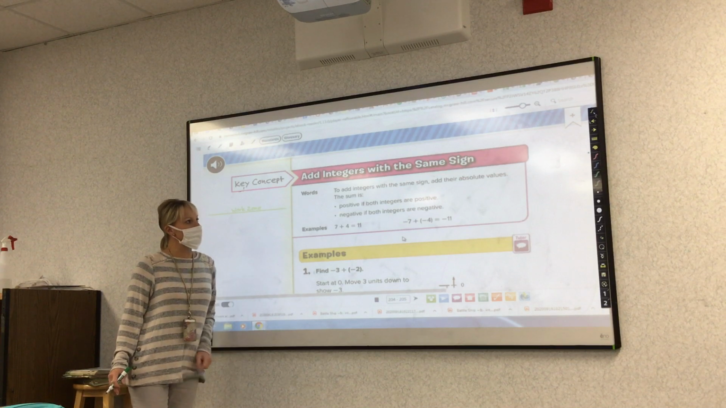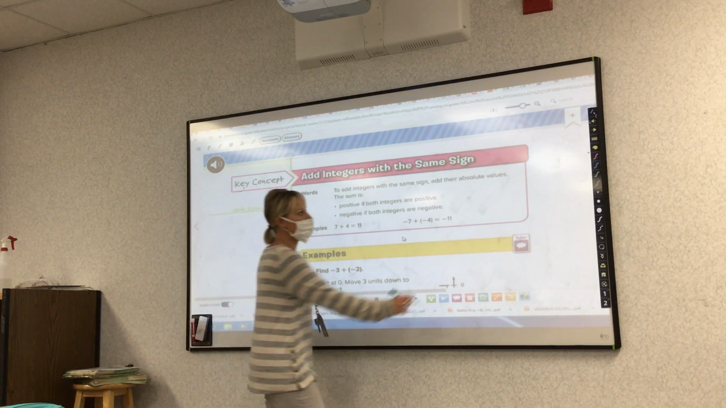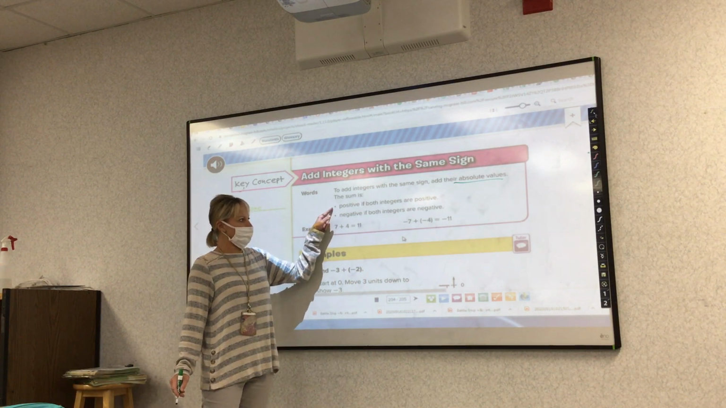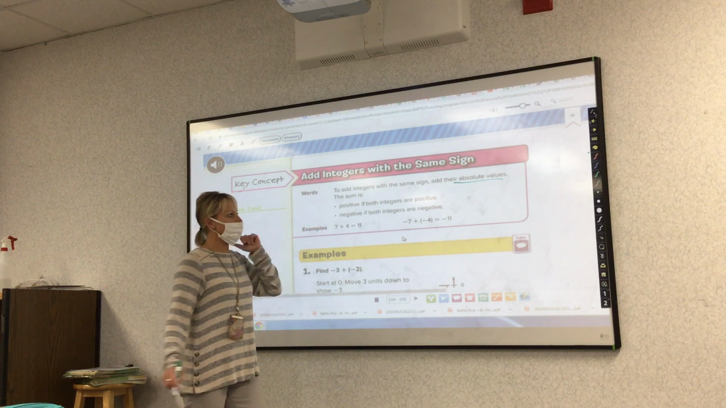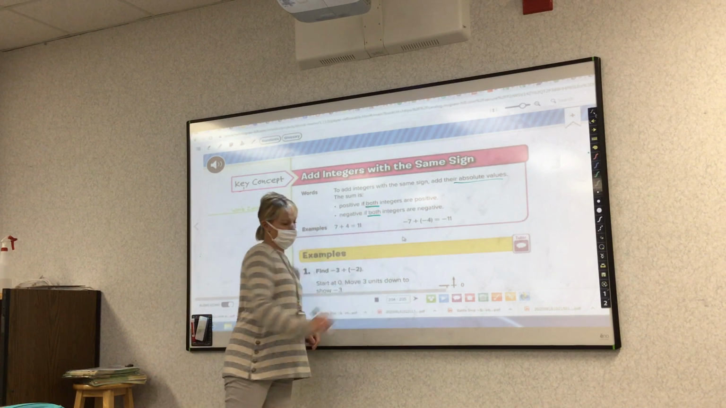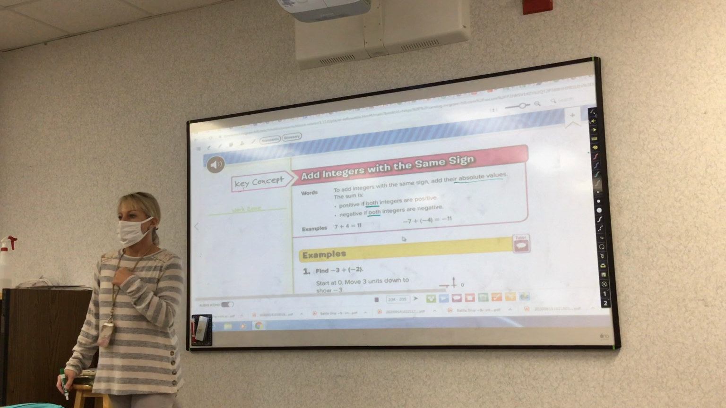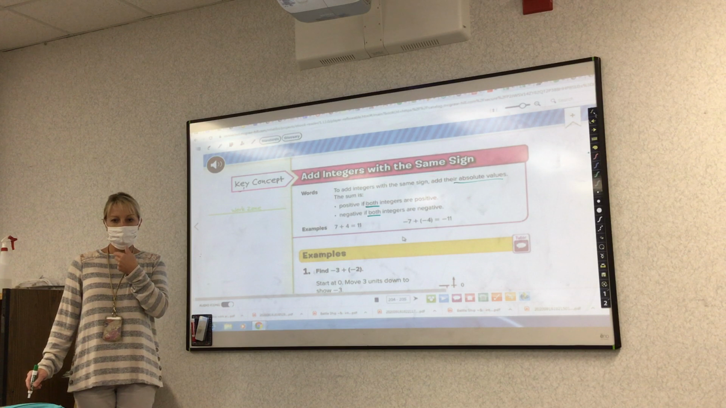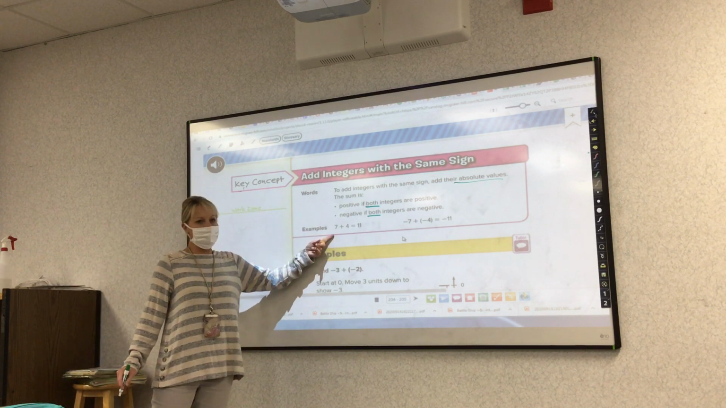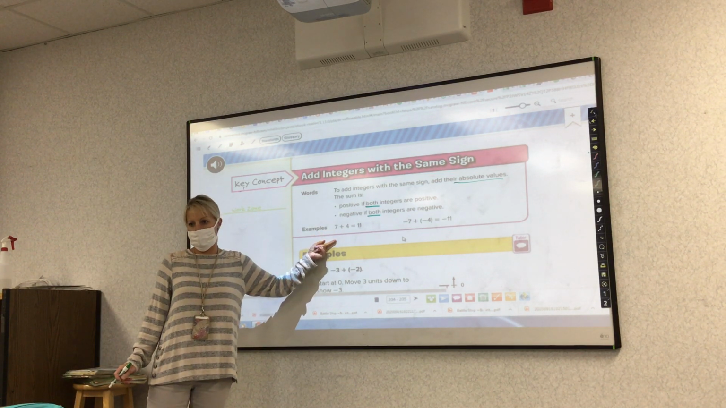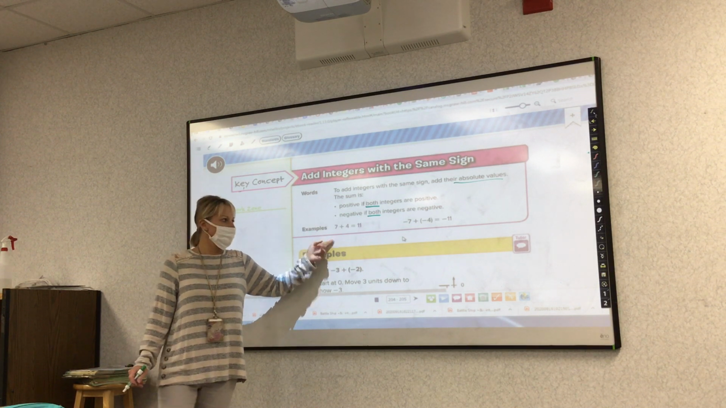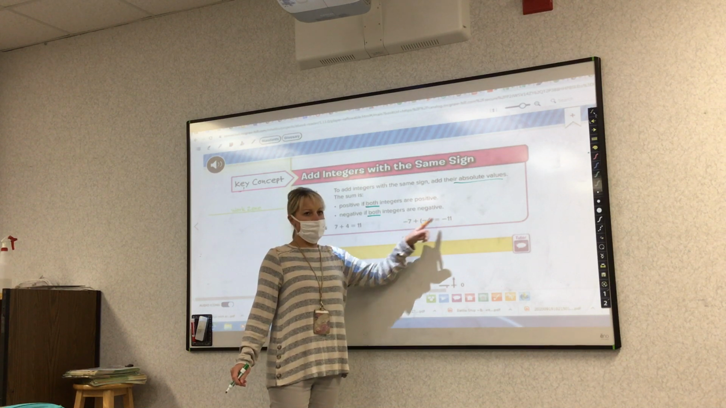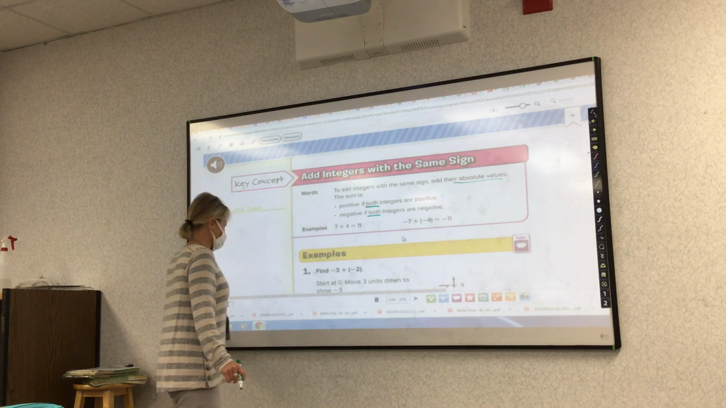To add integers with the same sign, add their absolute values. The sum is positive if both integers are positive, negative if both integers are negative. Underline the word both. So we're talking about the same sign. All you do is add. We've done 7 plus 4 equals 11 since first grade. Those don't mess us up. If I just think they're both negatives, just add. 7 plus 4 is 11, but it's going to stay negative.